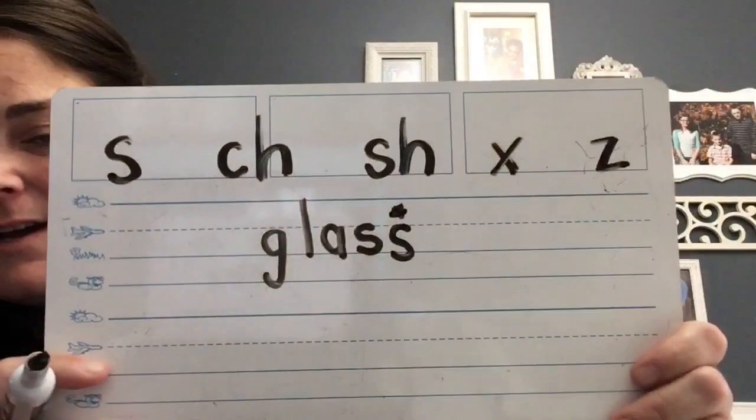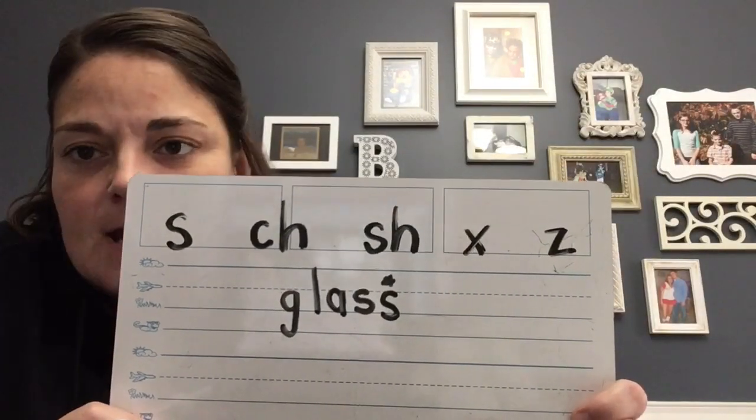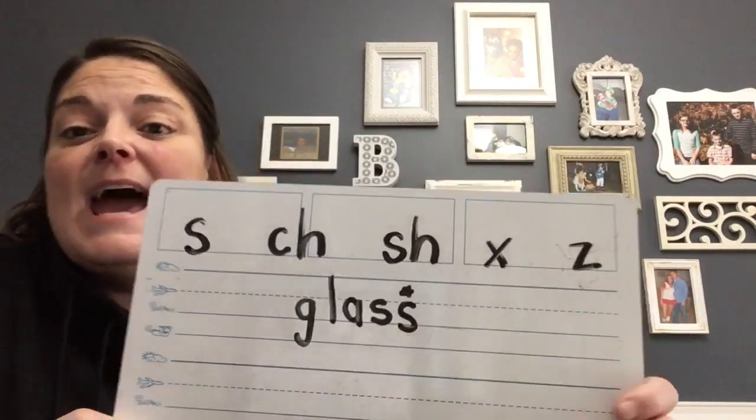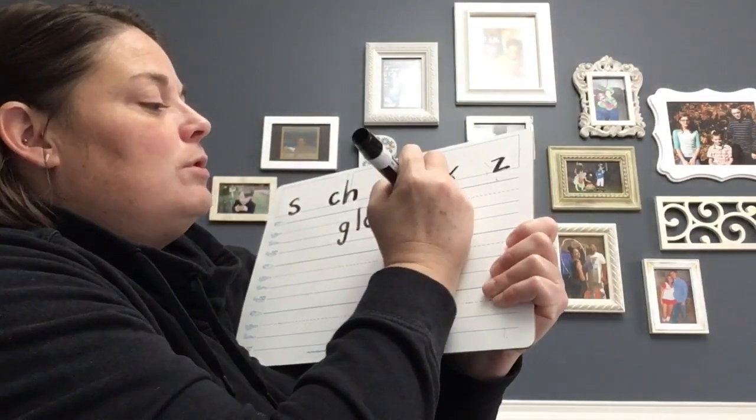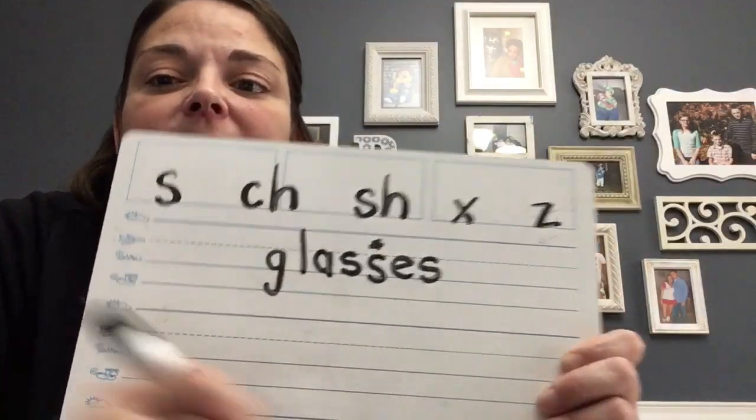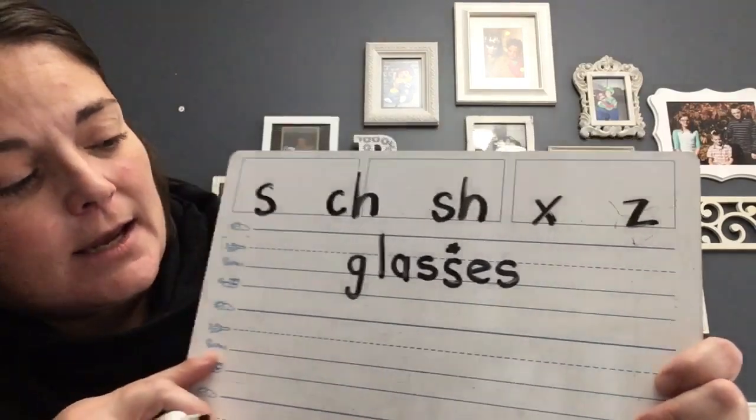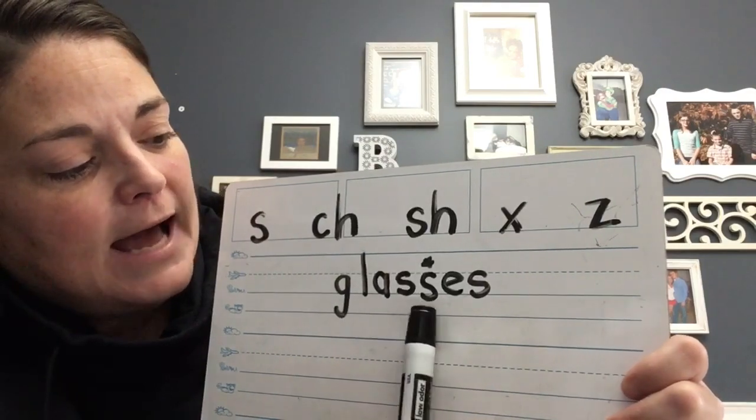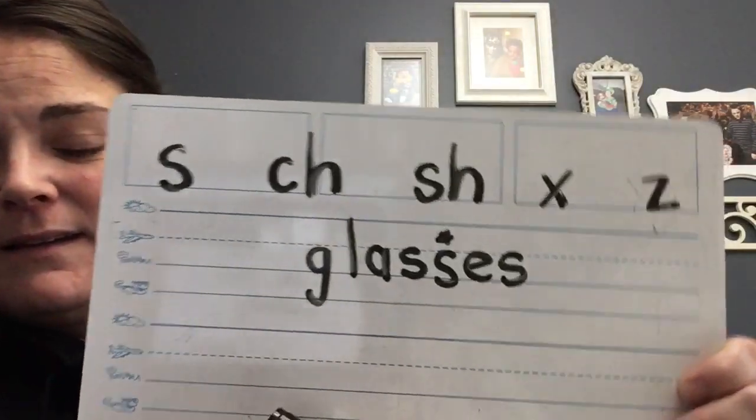Glass. Base word, glass. How do we make it plural? Do we put an S or an ES? Look at what it ends in. ES, because it ends in an S. Okay, to make this word plural, we add the suffix ES. Read it now. Glasses. That's right. Base word glass, suffix ES. Glass is one. Glasses could be many. It's plural.